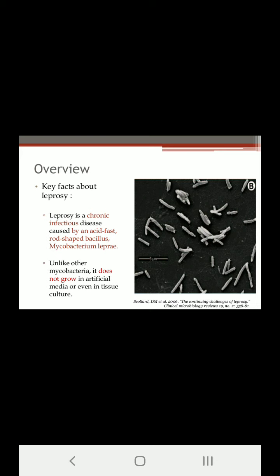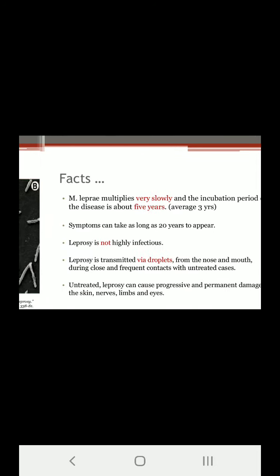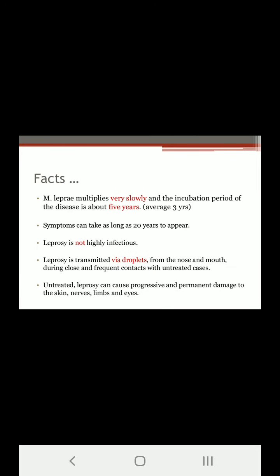The most important feature about this bacterium is that, unlike other mycobacteria, it does not grow in artificial media or even in tissue culture. For example, you can grow the tubercular bacillus in Lowenstein-Jensen medium, but this bacillus cannot be grown in artificial media and neither in tissue culture. It grows very slowly, is indolent, and takes around 5 years, on average 3 years.